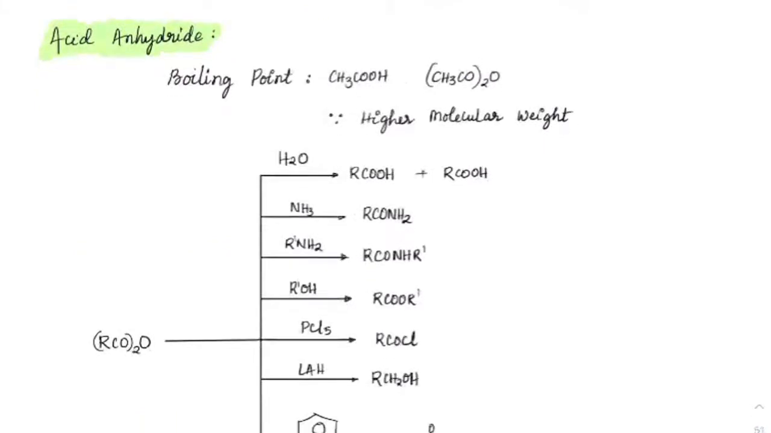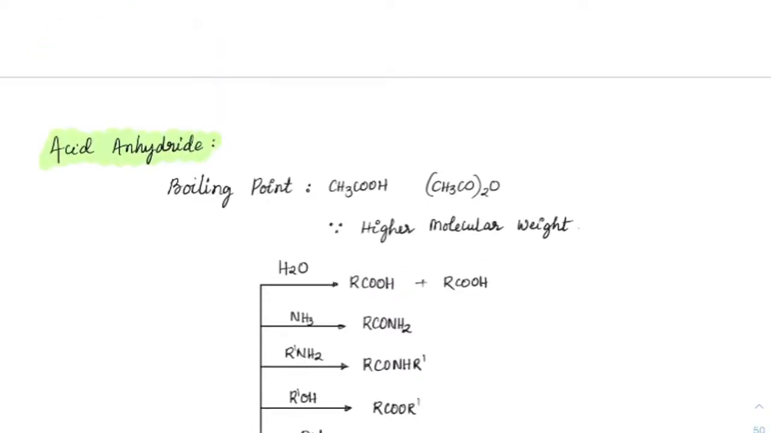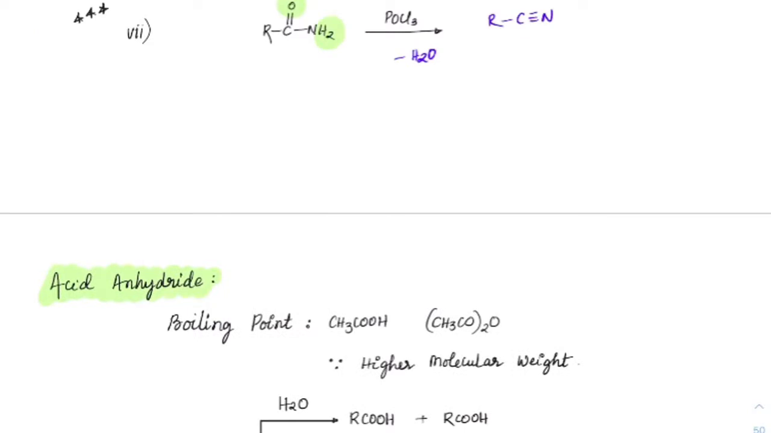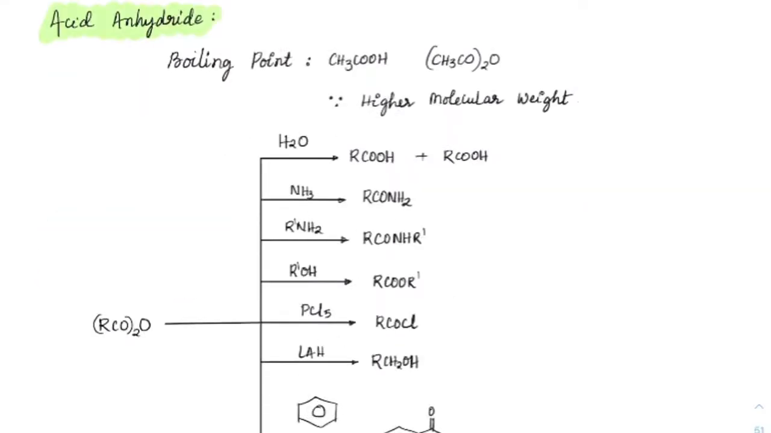Next, see acid anhydride. How are acid anhydrides prepared and what are their reactions? Mainly, acid anhydride is formed just by dehydration of acids, so we don't have to specifically go for any reactions there. We will just see the chemical reactions of anhydride.